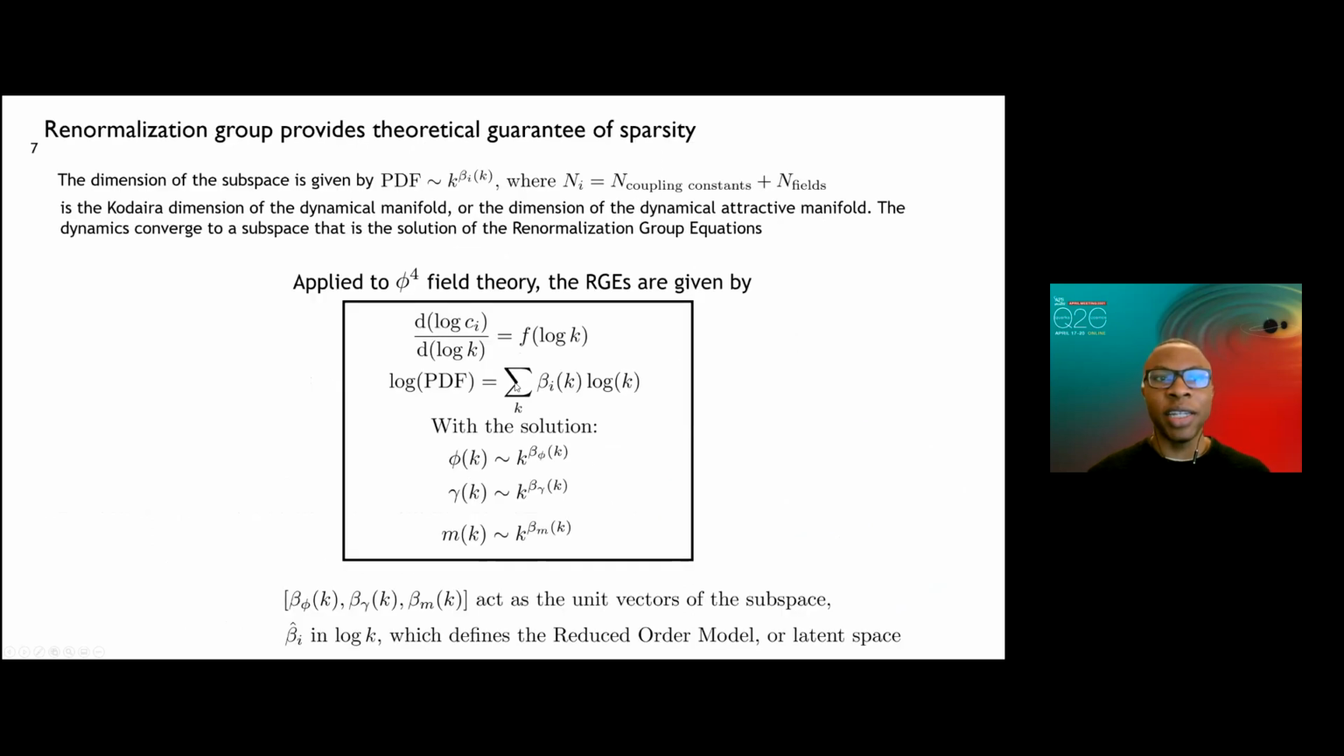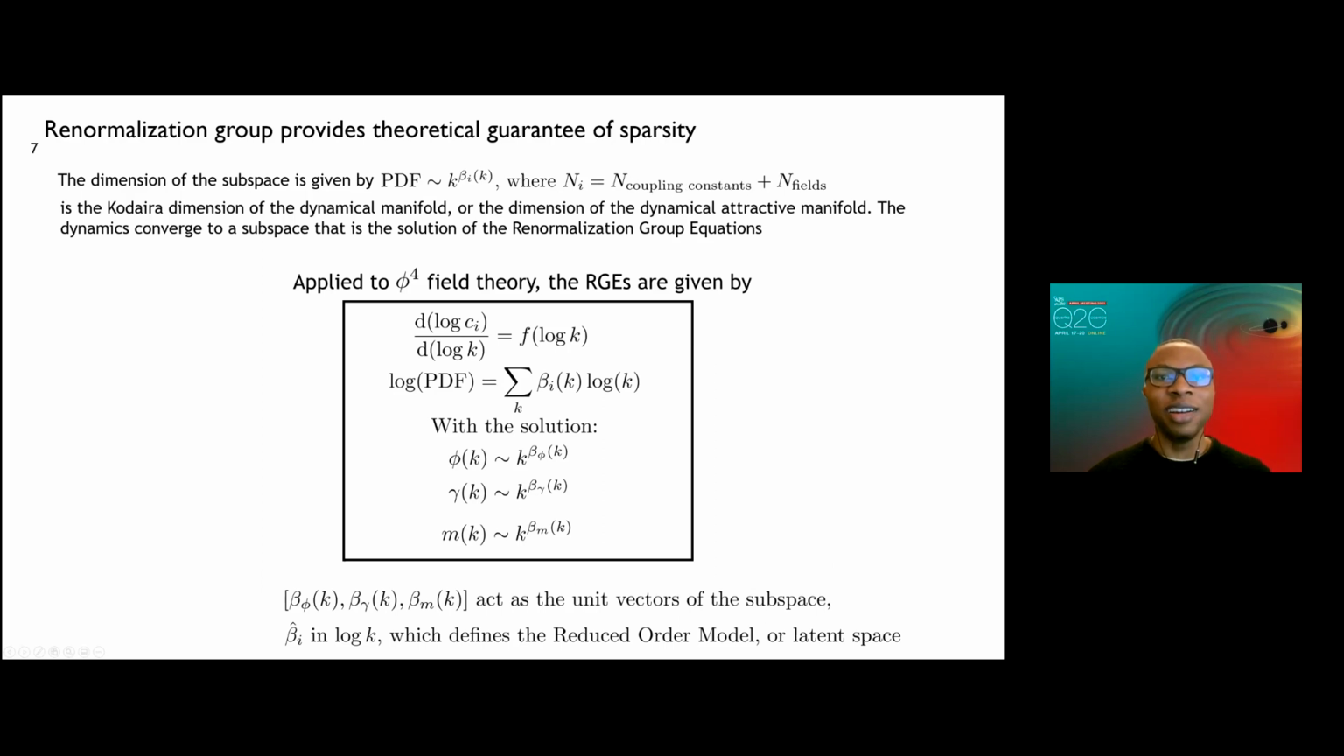So we're looking at the RGEs. We can find that the dimension of the subspace is given by this expression, as a probability density function given as some function of k to the beta I sub k. And the number of I components is equal to the number of coupling constants plus the number of fields. This parameterizes the codimensions of the dynamical manifolds, and it gives you essentially the dimension of the subspace.